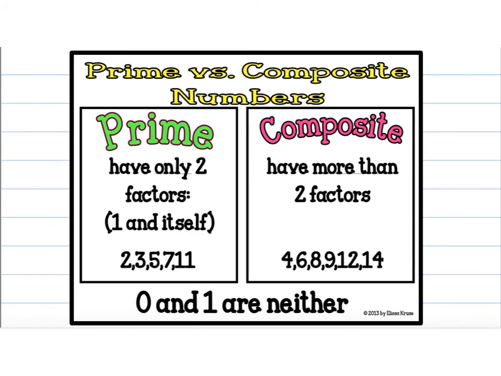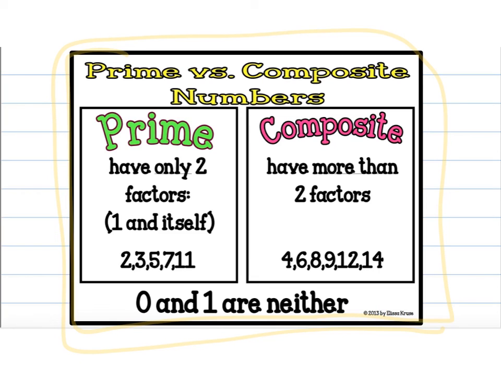Here's a little visual to help you. This would be a great thing to have written down in your notebook. Okay, I'll highlight it here just to help you remember. Prime versus composite numbers. Prime numbers have only 2 factors, 1 and itself. So there's a few examples there: 2 is prime, 3 is prime, 5, 7, and 11.